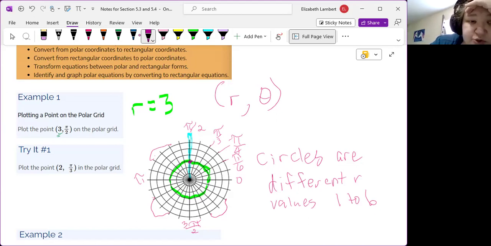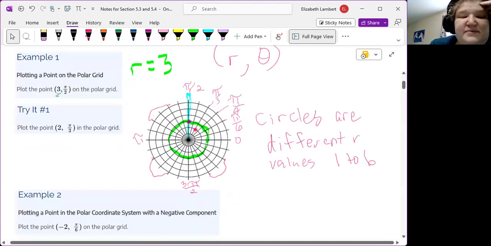So our 2 and pi over 3. 1, 2, and then I find my pi over 3 line and count 1, 2 on it. I usually find the angle first because there are more tick marks to look through than there are for the radiuses, because you can just count the radius out on the angle line once you find it.